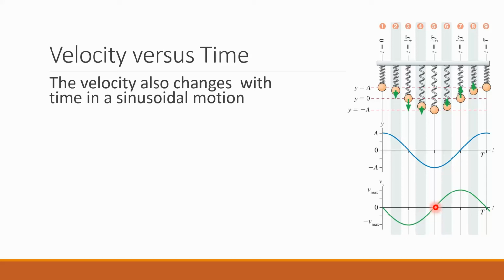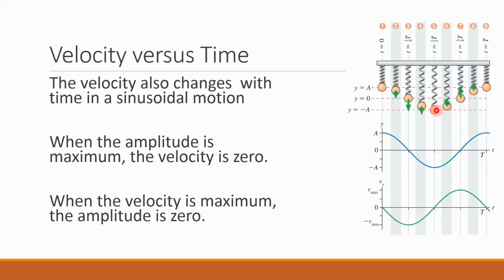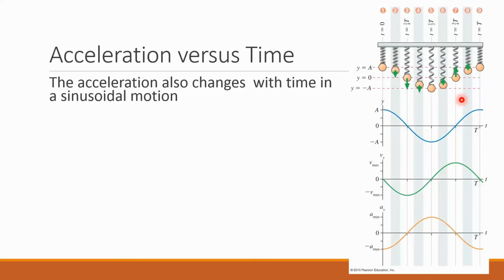Then it's going to go back to equilibrium, and at equilibrium it's moving its fastest again, and then it's most compressed where its velocity goes back to 0. So when the amplitude is maximum, its velocity is 0. When it's at this point or this point or this point, it's not moving. When the velocity is maximum, the amplitude is 0. So it moves the greatest at this point or at this point, and those are where its position is at equilibrium.